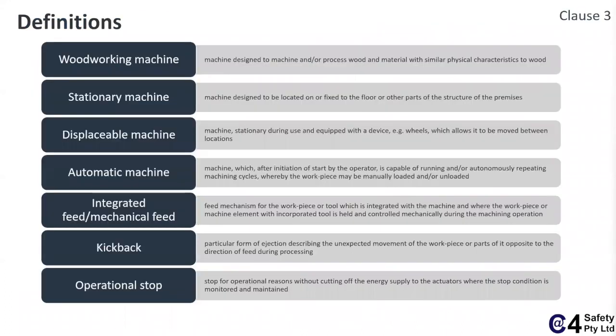Yeah. I always like to have a look at definitions. I always go to the scope when I'm looking at a new standard, and then I go to the definitions. So we have a clear definition of what a woodworking machine is. And then, as I mentioned earlier, stationary machines, displaceable machines, it tells us exactly what those are. And if we look at displaceable there, it's stationary during use, but it's got a device that allows it to move between locations, typically wheels, but it might be rail mounted, it might be other means too. But displaceable stationary machine, we will come to some of the requirements around those later.